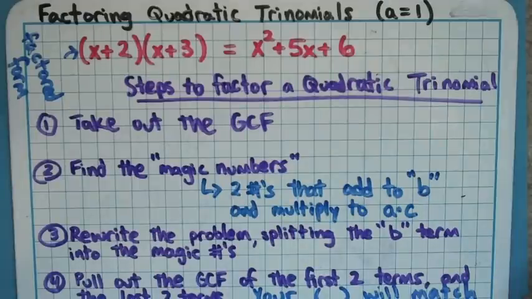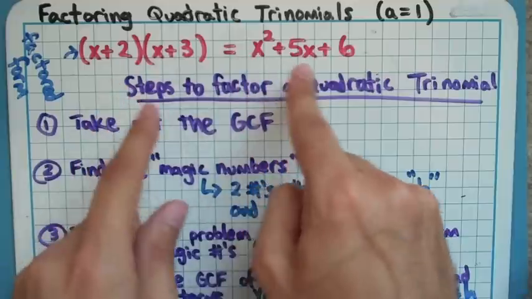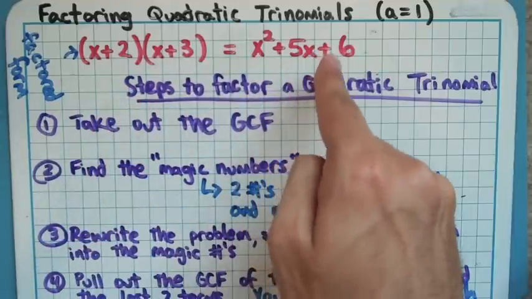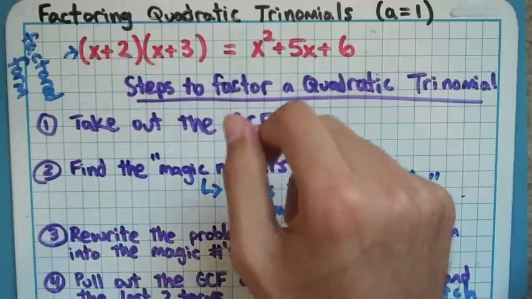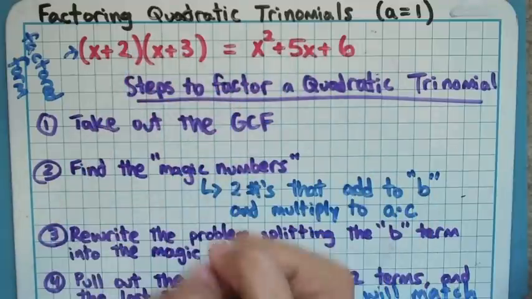Earlier on in the chapter, we learned how we multiply together two parentheses using FOIL, and we arrive at an answer like the one you see over here. Now, in the last video, I showed you how when we distributed, we got an answer, and we wanted to go in reverse with it. It's the same idea here.